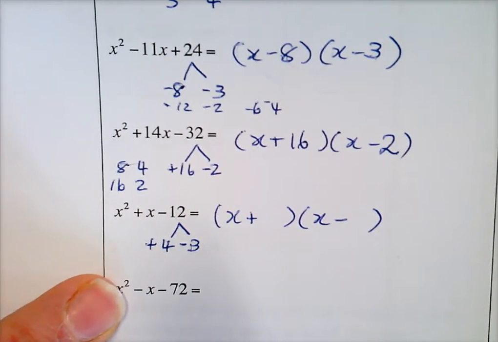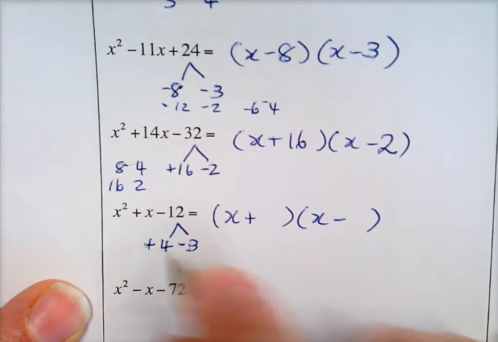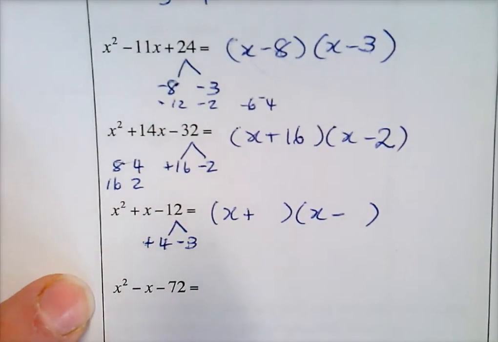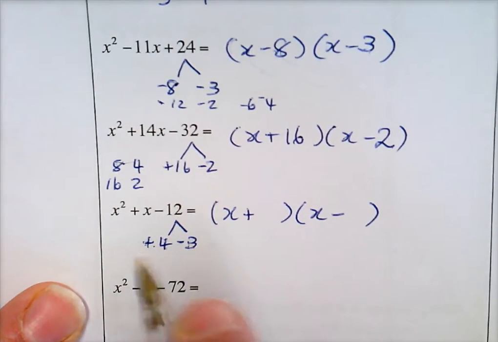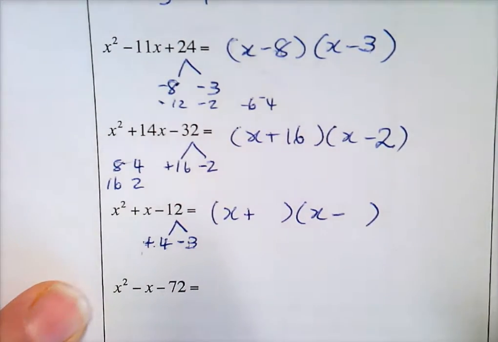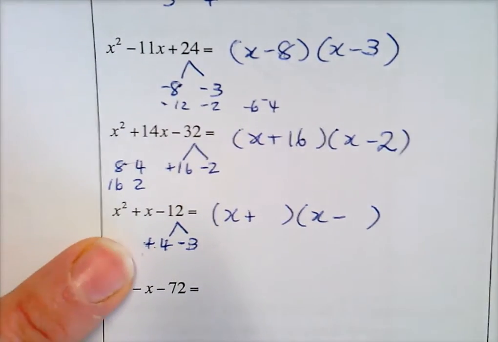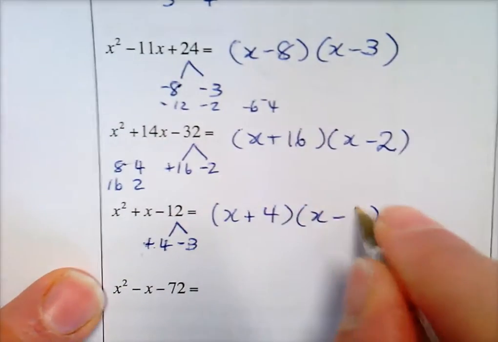Does that make sense? Because plus 4 minus 3 is plus 1. I don't want minus 1. So when you multiply 4 and negative 3, you get negative 12. But when you add them, you're doing 4 pluses and 3 minuses, which gives you plus 1. So plus 4 minus 3.